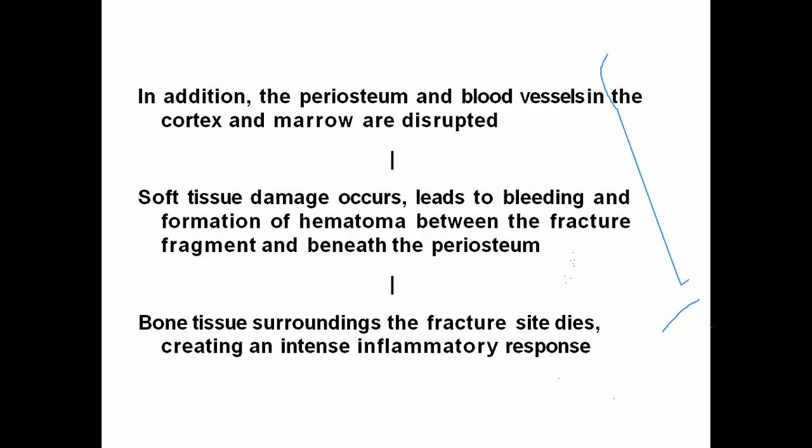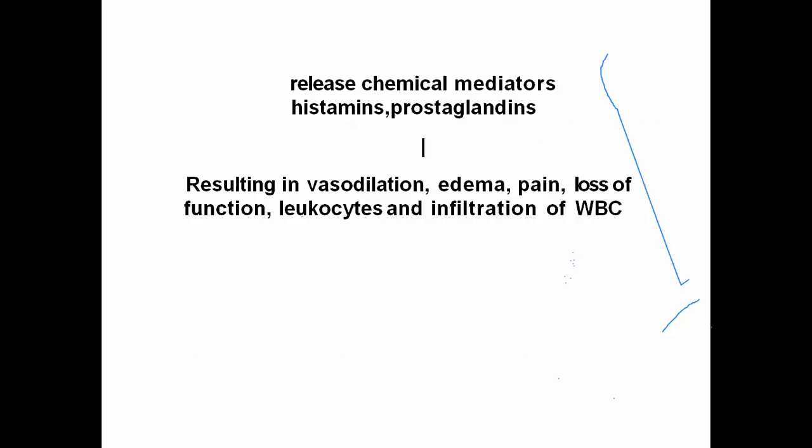Once the muscle starts to spasm, the blood vessels, the periosteum, and even the marrow are disrupted. Because of this, the inflammatory response starts. Once it starts, it produces cytokines, histamine, and prostaglandins, which results in vasodilation. What will happen when there is vasodilation? Obviously there will be edema. Because of edema, you will have pain, loss of function, and even infiltration of WBC. This is how the pathophysiology of fractures happens.